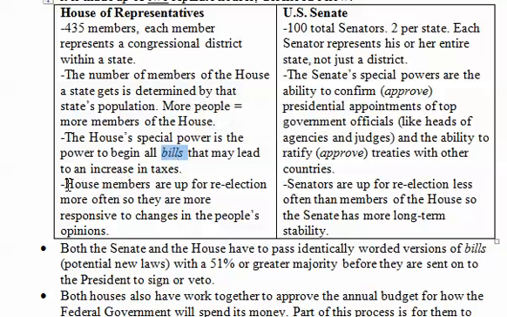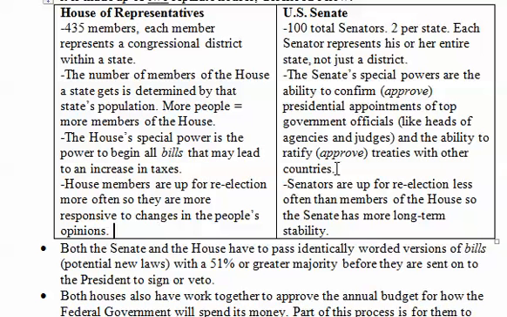Now, the interesting dynamic about the House is House members are up for re-election more often, because that makes them more responsive to the changes in the people's opinions. They're up every 2 years. So every 2 years, if there's some sort of drastic change in the way the country wants our government to go, then they can vote in new people and they don't have to wait around for a long time.